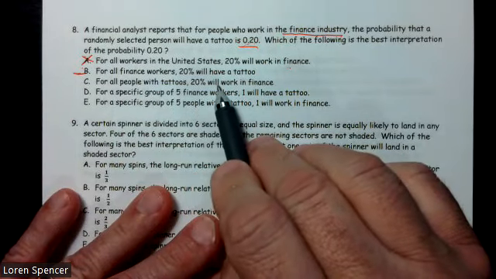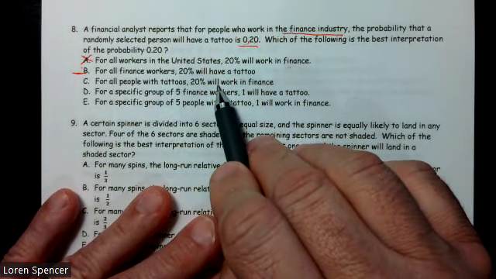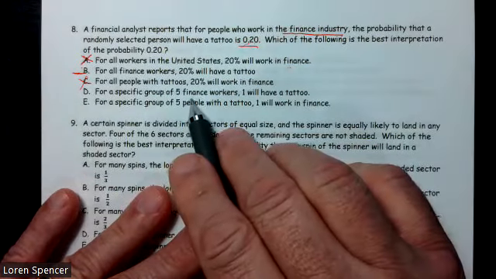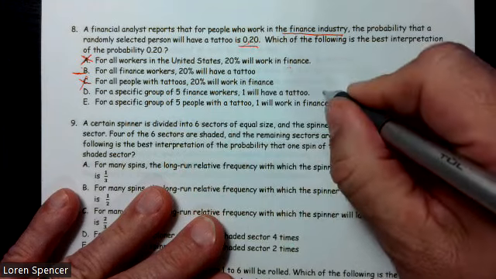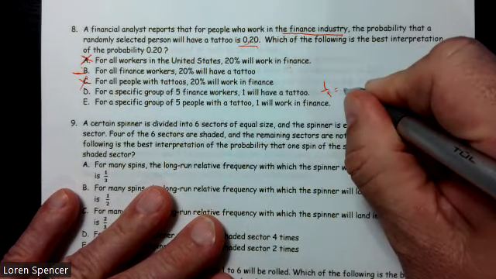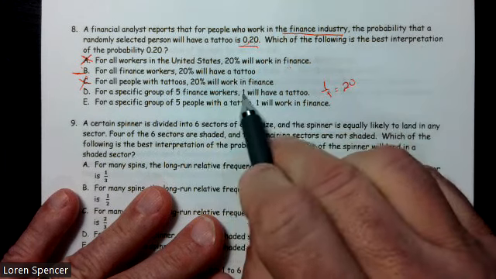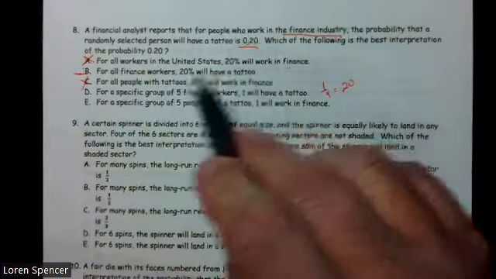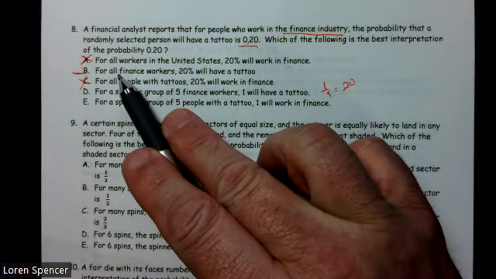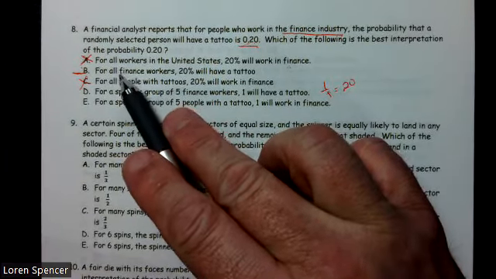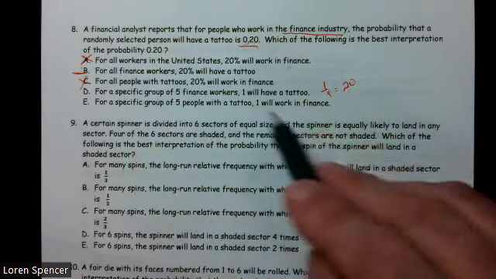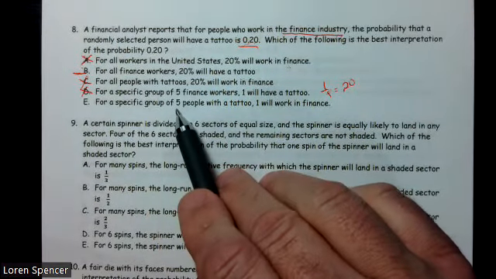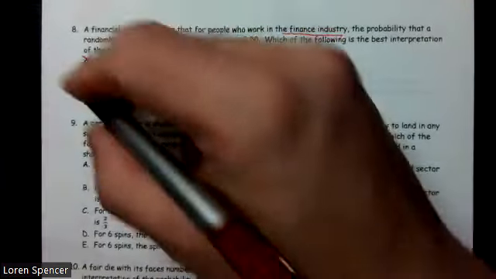For all people with tattoos, 20% will work in finance. No, because 20% of those in finance will have a tattoo. For a specific group of finance workers, 1 will have a tattoo. So 1 out of 5 is 20%. But we can't say it's for a specific group. It's for the total population, which is what this is, all finance workers. We can say it about the total, or we can say that's what we expect, but we can't say it for an individual group or specific group. So that's not possible. And once again, we can't say for a specific group.